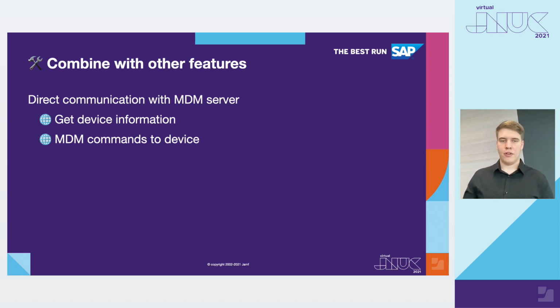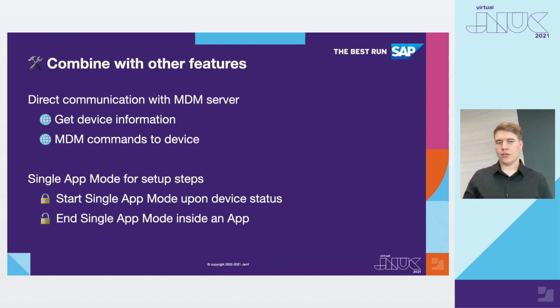Now, compared to AppConfig, the direct MDM communication is a bit trickier because they're way different compared to the AppConfig. App configuration is a unified standard across multiple MDM systems, whereas the API can be different depending on the system.